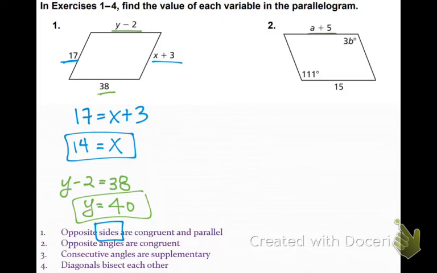Number 2, we got a plus 5, which is a side. It will be congruent to the side it is opposite to. So if a plus 5 equals 15, then a equals 10.